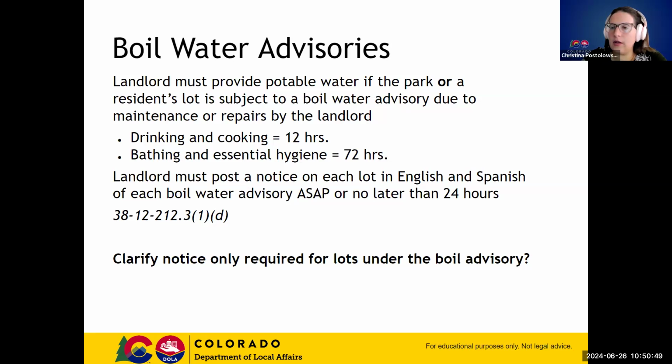I'm going to turn to some of the questions in the chat. Has DOLA or the state legislature considered increasing the minimum number of mobile homes that the act applies to from 5 to 50 or 100? Compliance with the act is very onerous for small businesses. So state statute defines a mobile home park as a community with 5 or more mobile homes. That is not something that DOLA can change. So that would be a change that has to go through the state legislature.